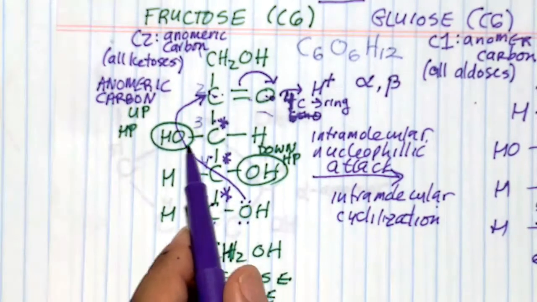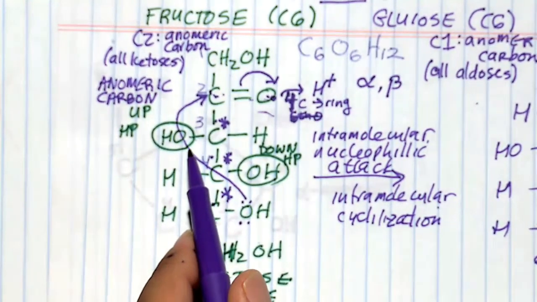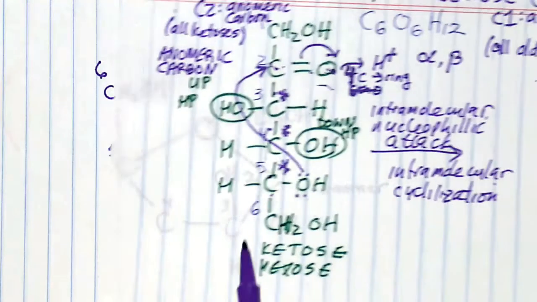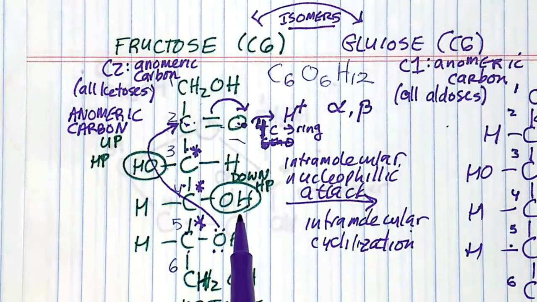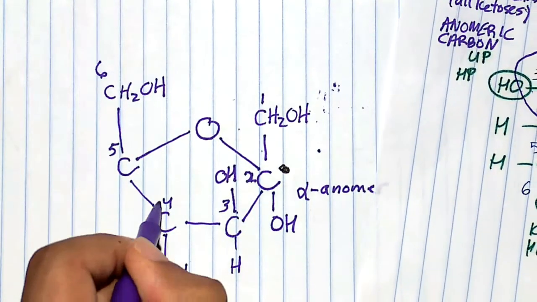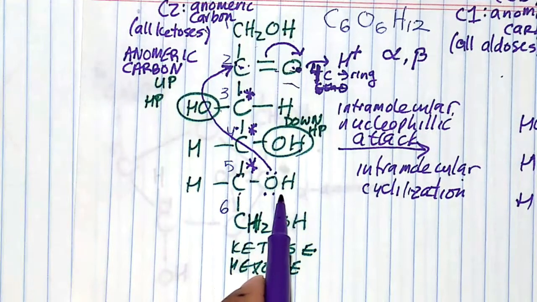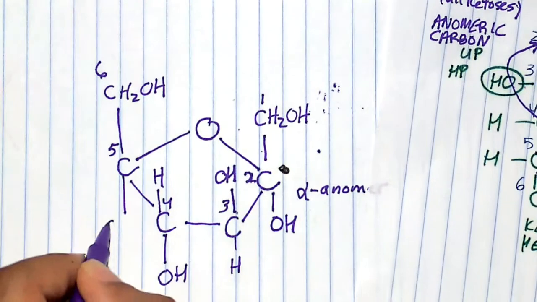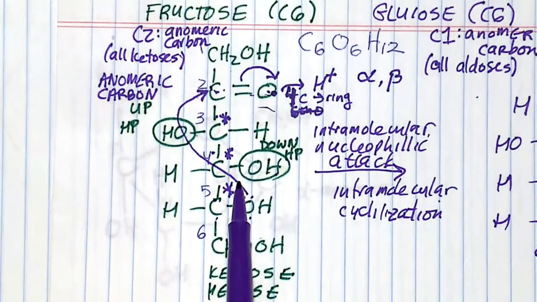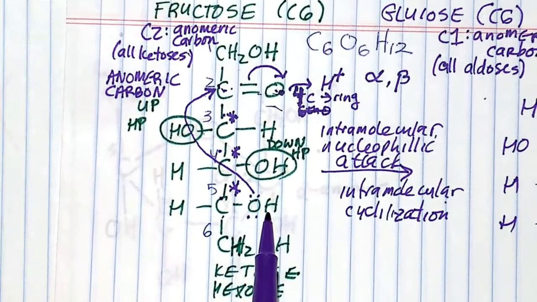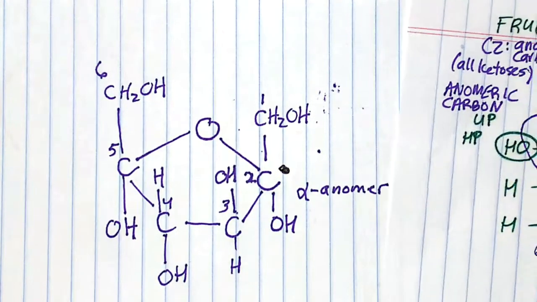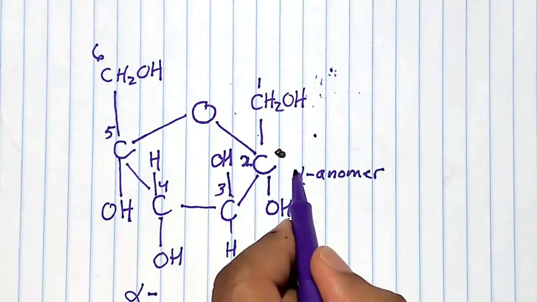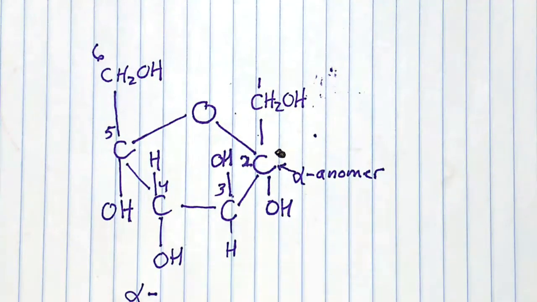Carbon number 3, the OH is on the left-hand side, so that means up in the Haworth projection. Carbon number 4, the OH is on the right-hand side. That means down in the Haworth projection. Carbon number 5, the OH is on the right. So that means down in the Haworth projection. So carbon number 4, it's on the right. Carbon number 5, it's on the right. And that means both of them, the OH substituent is down. So that is alpha fructose. The alpha is based upon the OH on the anomeric carbon.